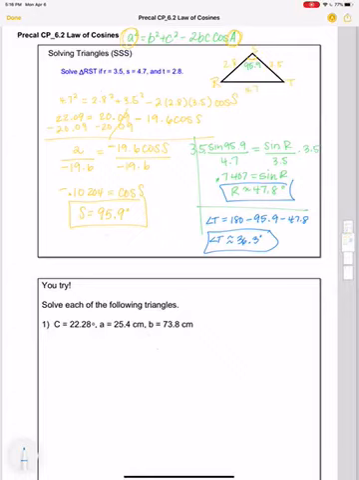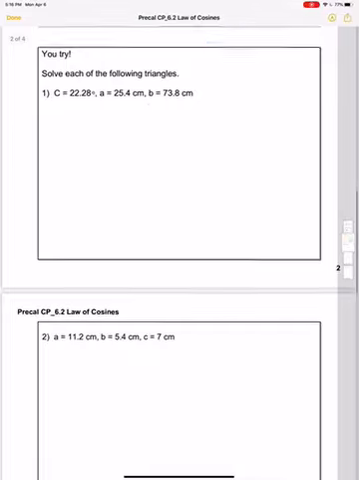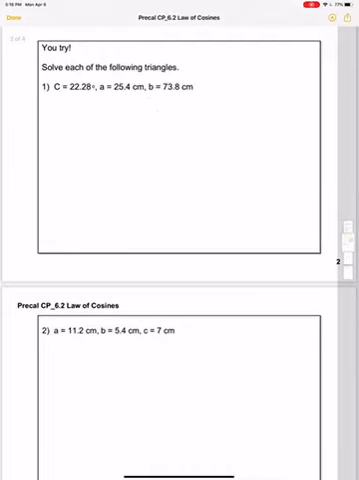Okay, now this one, it says try it, but I'm definitely going to do this one with you because it's a little bit different. Now, what case is this? This is the case of having, let's draw it out. I see the letters A, B, and C. So I'm going to draw a triangle, A, B, C, and side A is 25.4, side B is 73.8, and angle C, the one in between it, is 22.28. Now, this is the case of side, angle, side. So this is where you have to be kind of careful.